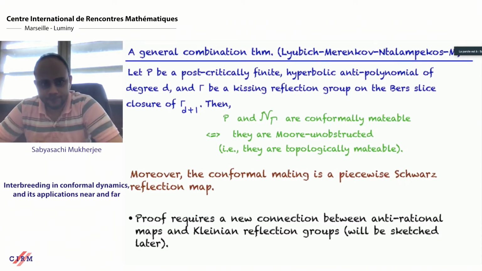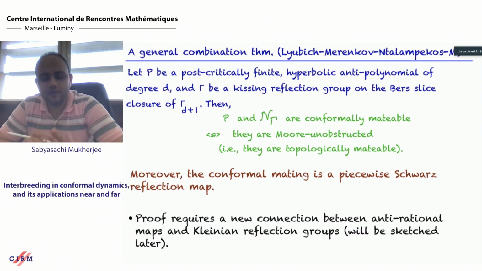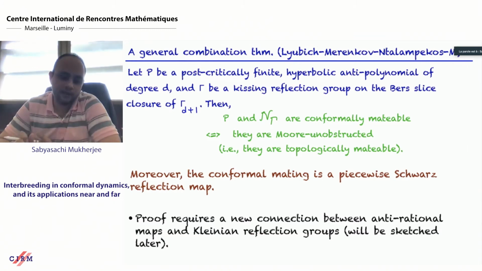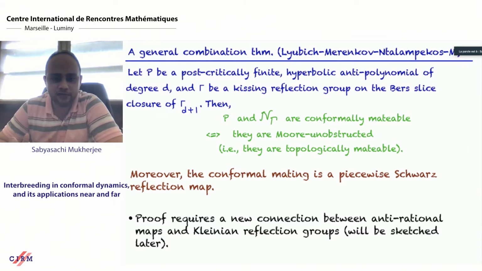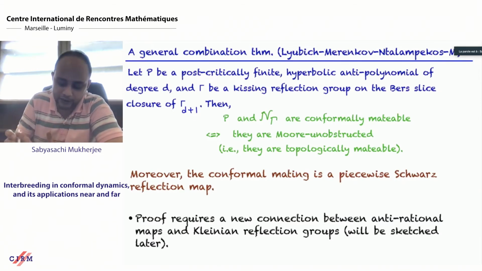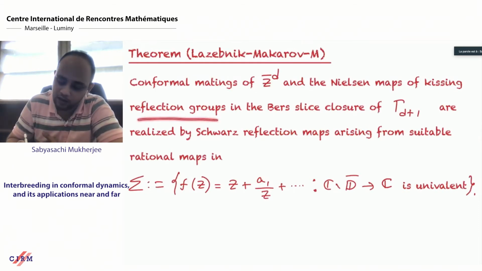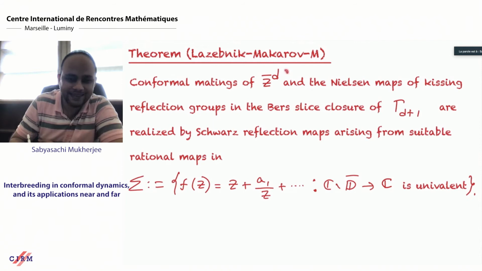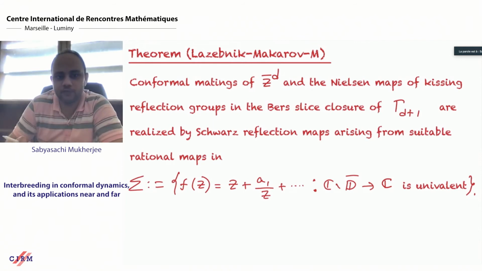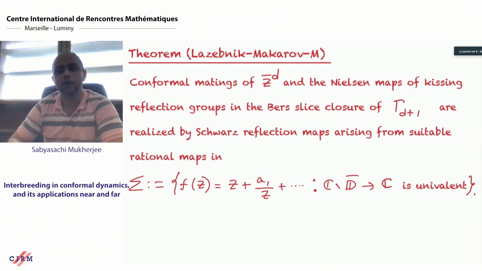All right. So once you have all these examples, now you want to build a general theory of these matings. Essentially, once you have the whole collection of groups on the Baire slice closure of the ideal D+1 reflection group, you don't want to just mate Z bar to the D. You want them to be mated with arbitrary, let's say, post-critically finite antiholomorphic polynomials.